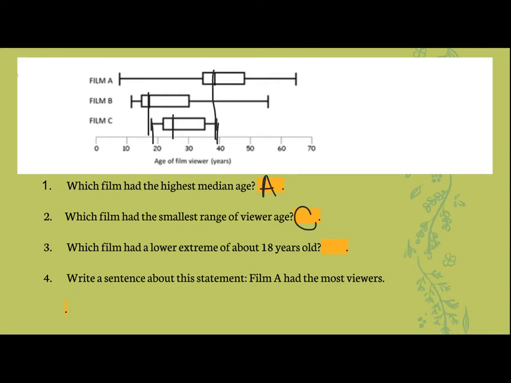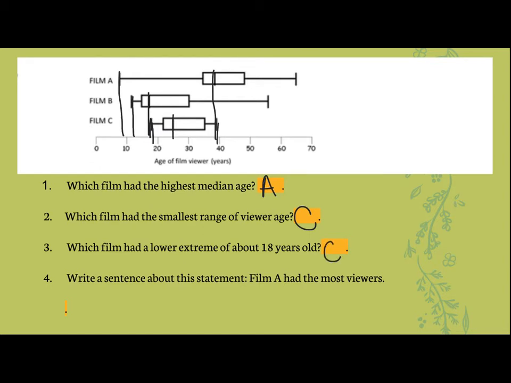The next one had the lower extreme of about 18. Sometimes they'll call it lower extreme or minimum, or maximum or upper extreme. So either one. This one with a lower extreme of about 18 is also going to be film C.